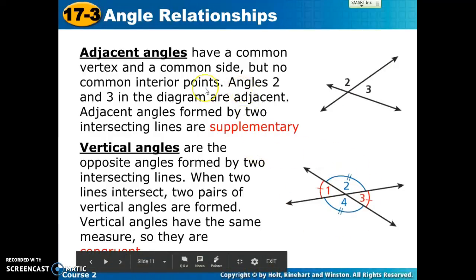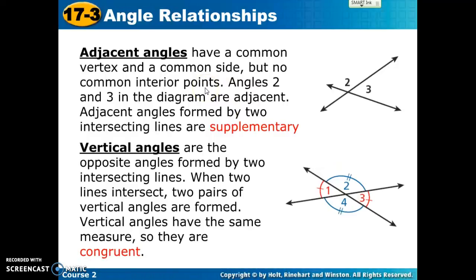Our first vocabulary word is adjacent angles. Adjacent angles have a common vertex and a common side, but no common interior points. Adjacent means next to. Okay, if you're sitting next to your person at your table, you are adjacent to them. So it's really angles that are next to each other.